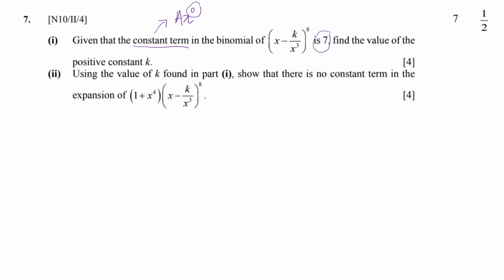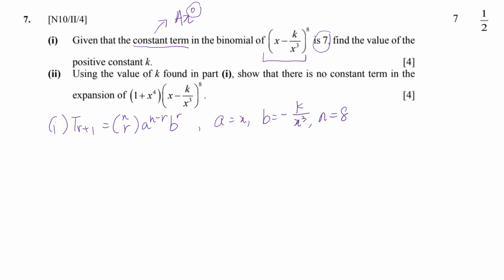Alright, so for these questions, we have to use a specific term formula. So what is a specific term formula? So the specific term formula, you can actually find it in the binomial theorem, which is this one here. Okay, so if you do a comparison with what you're supposed to expand, we can substitute your a to be x, your b to be negative k over x cubed, and n is 8.